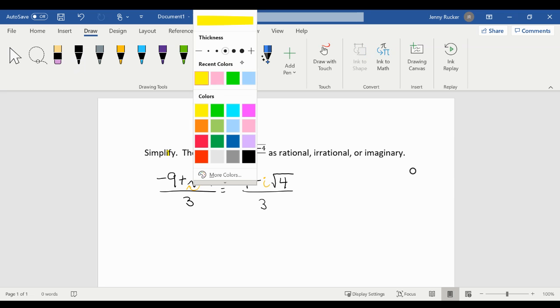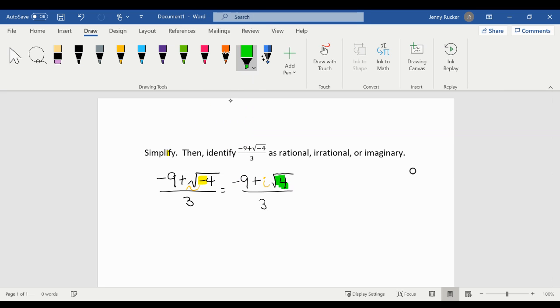Okay, now let's continue working on this square root of 4. The square root of 4 is a perfect square, so we can go ahead and break that down as -9 plus the square root of 4 is 2. So that just becomes 2i over 3.